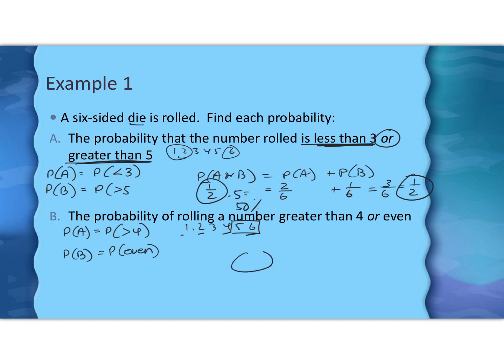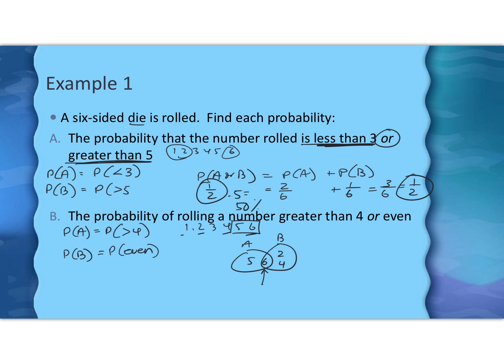So notice again, if I were to draw these out, I would have an overlap here. The probability of rolling greater than a 4 is 5 and 6. And in B, the probability of an even number is 2, 4, and 6. So notice that there's one overlap here.